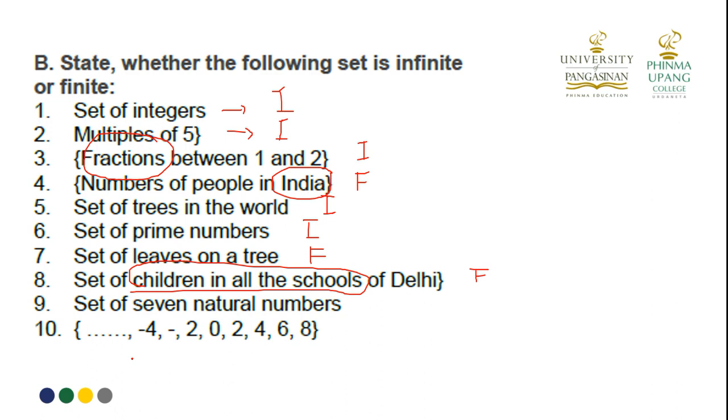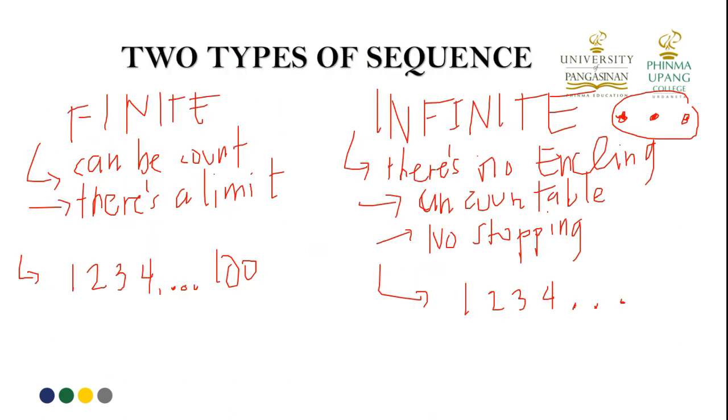So, it could be finite or it could be infinite. Okay? So, number 10. What is the answer? Infinite, sir. Okay, very good. It's infinite. I hope we already master the meaning, definition, and examples of finite, and the difference between finite and infinite.